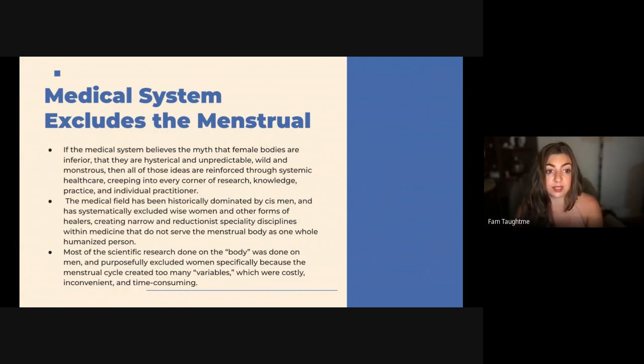So the medical field has been historically dominated by cis men and has systemically excluded wise women and other forms of healers, creating narrow and reductionist specialty disciplines within medicine. And those, as we've talked about, don't serve the menstrual body as a humanized person very well. So most of the scientific research even done on the body was done on men, and a lot of times they just did not use women because they felt like menstrual cycles created too many variables and were inconvenient.